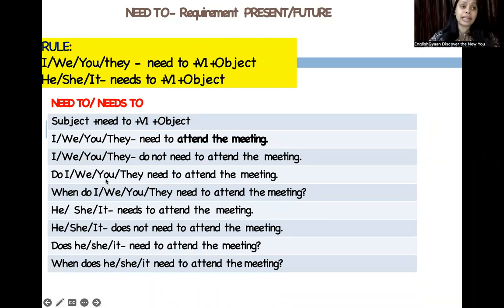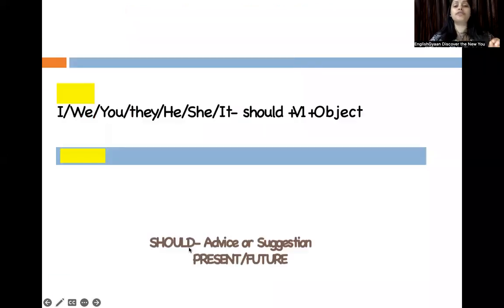Question, do I need to attend the meeting? WH question, why do I need to attend the meeting? When do I need to attend the meeting? How do I need to attend the meeting? And if you want to talk about he, she, it, with he, she, it, need will become needs. He needs to attend the meeting. She needs to attend the meeting. Negative, she does not need to. And the question, does he need to, or does she need to, or why does she need to? So need to is nothing but requirement for the present or for the future.